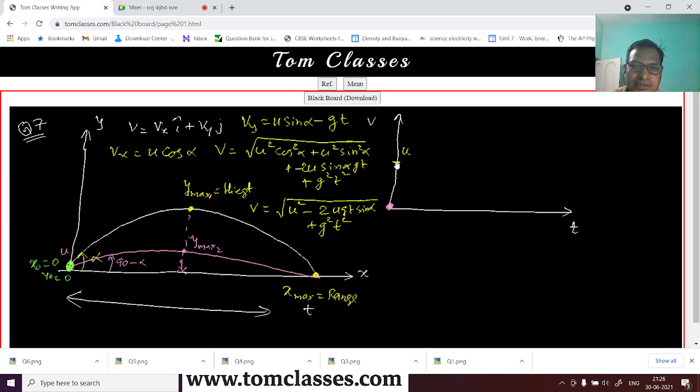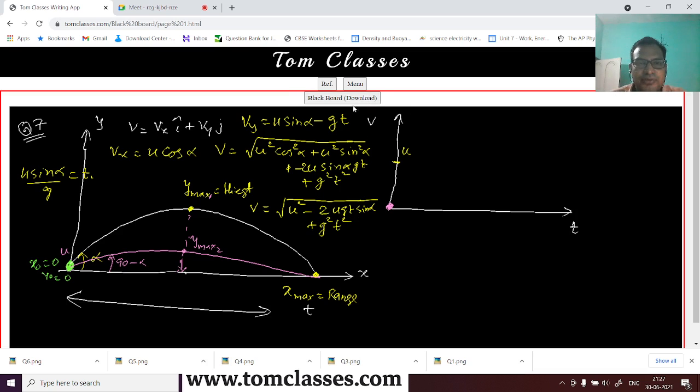So what is this time? This time is u sin alpha by g, that is the time of half flight. If I put this value, g will cancel, and it becomes minus 2 u square sin square alpha, plus g square t square. Let's try to calculate this particular value.